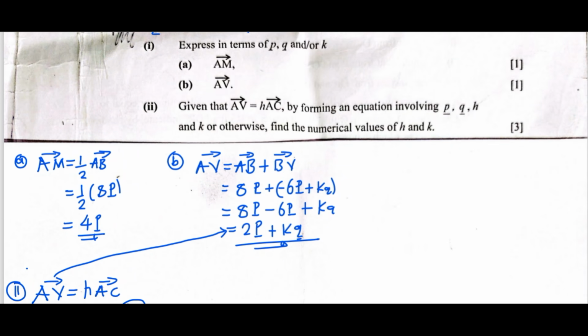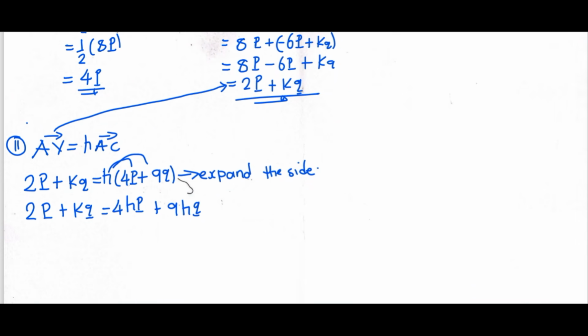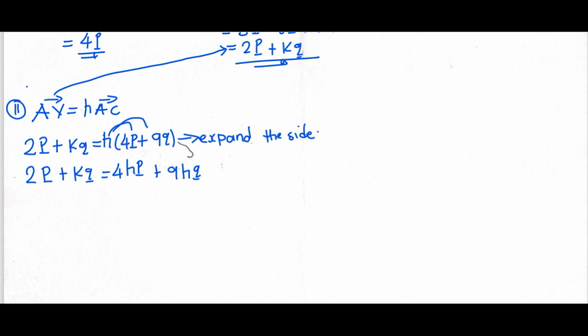Now the question is find the numerical values of H and K. So we want to find the numbers for H and K. So after we've arrived at this point, how can we find the value of H and K? So here we need to look at on each side, there is an expression where we have P, and also there is an expression where we have Q. So we are going to equate 2P, since there is P here, to this expression where there is P, which is 4HP. Then KQ, there is Q here, we equate to 9HQ.